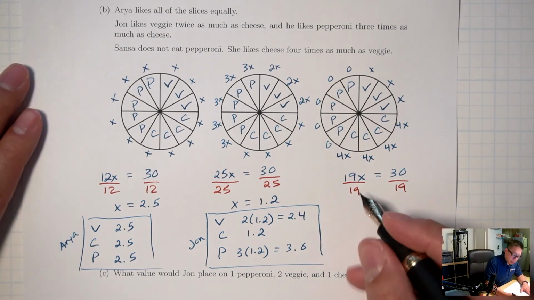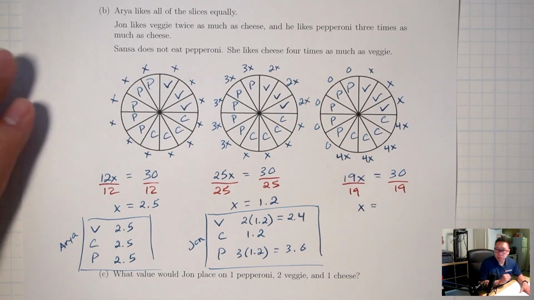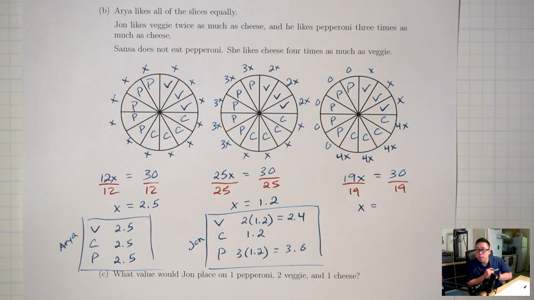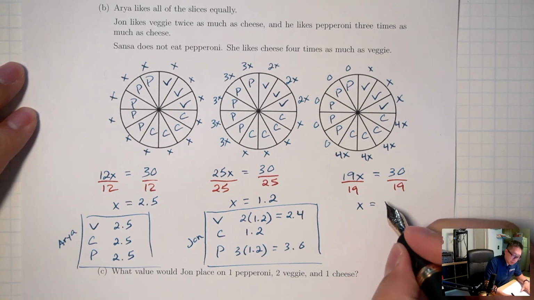Okay, and we get x equals 1 point. So we're talking about money here. So let's round to 2 decimal places. So 1.58.